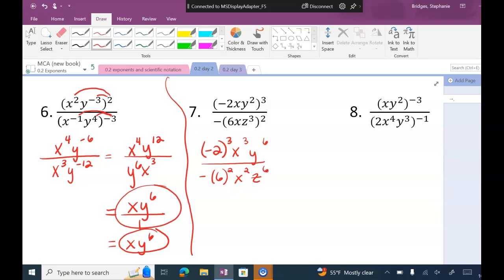Yep. Okay, now let's work on simplifying our numerical values first. We don't have any negative exponents, so I don't have to worry about moving anything. I just need to simplify. In the end, what is negative 2 times negative 2 times negative 2? Negative 8. Negative 8, okay. And then at the bottom, it is just 6 that is squared and then a negative in front. So that's going to be a negative 36. Okay, then I'm going to bring down my x to the third, my y to the 6, my x squared, and my z to the 6.